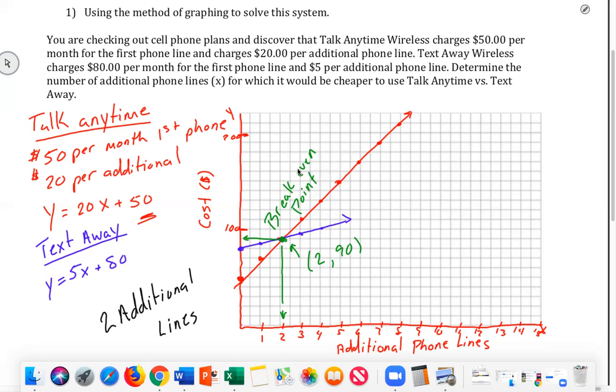And you can see graphically that it's only cheaper if you have 0, 1, or, you know, it's the same if you have 2. So 0, 1 phone, okay, Talk Anytime for the additional phone lines. And then anything more than that, it's going to be better to go with Text Away.